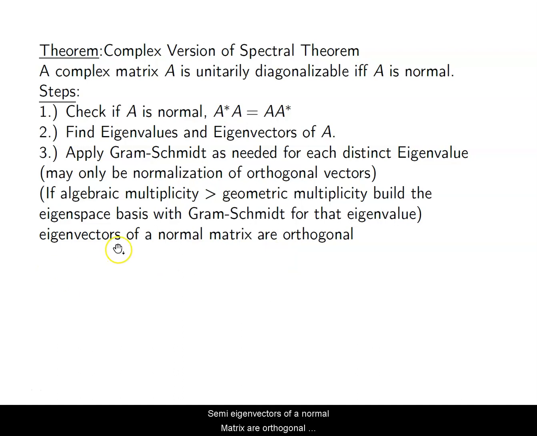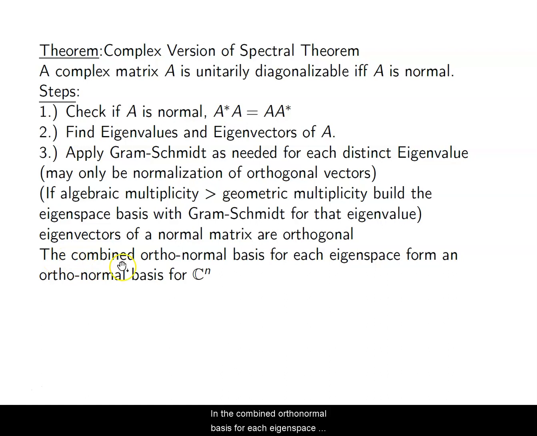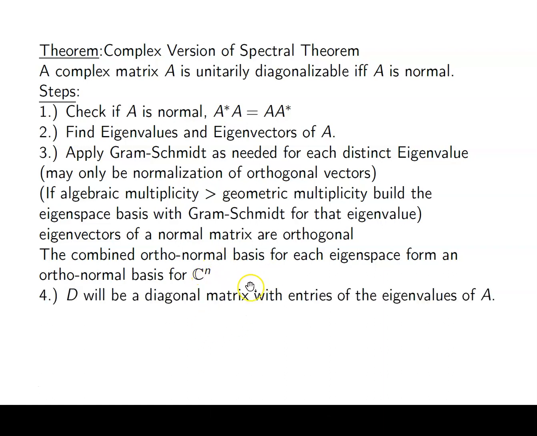So my eigenvectors of a normal matrix are orthogonal, okay? So this is a direct result from the real vector spaces that carries over to the complex vector spaces. So the eigenvectors are going to be orthogonal, and the combined orthonormal basis for each eigenspace that I'm creating are going to form an orthonormal basis for Cn, right? The n size vector space of complex entries.